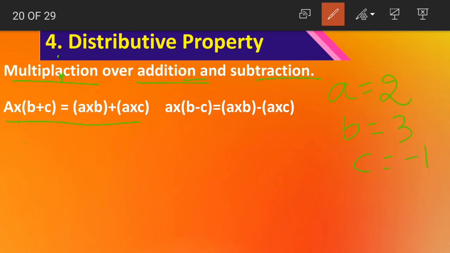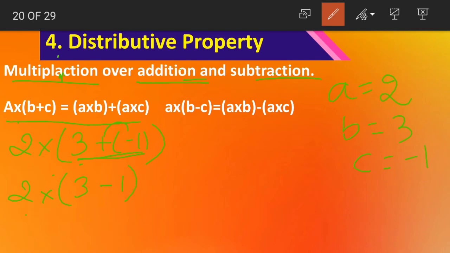We will substitute in LHS: 2 into (3 plus of minus 1). a into (b plus c) is written like this. Now first what should we do? We should solve the terms in the brackets. Plus into minus becomes what? Plus into minus becomes minus.